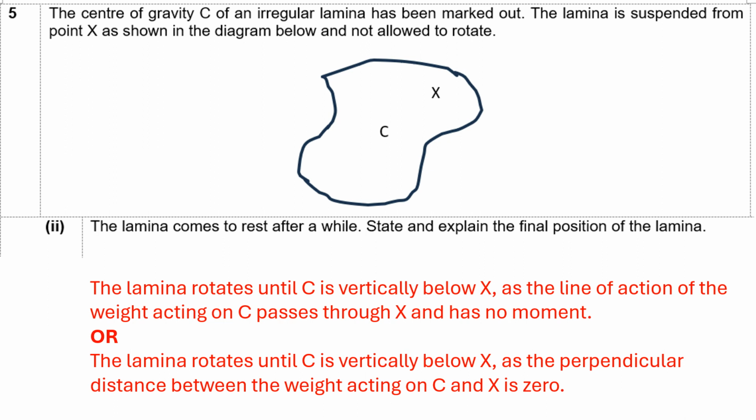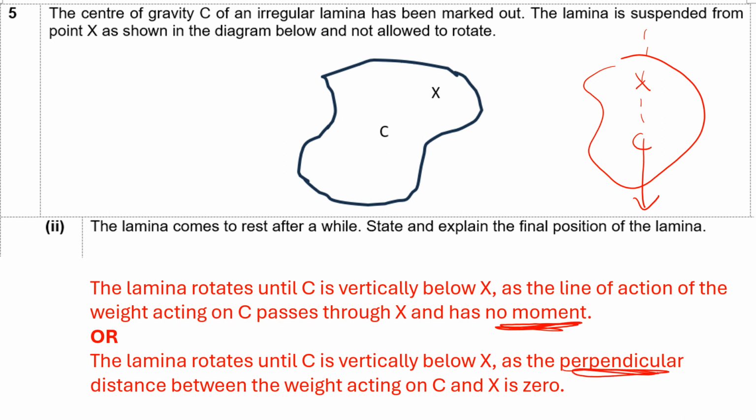It's because when you have your final shape, X and C, what you actually want is the weight to be directly underneath so that its line of action passes straight through the pivot. Because it's passing straight through the pivot, there's no moment. Alternatively, you could also say that the perpendicular distance is zero. The perpendicular distance being zero means that there is no moment as well, and that's how the laminar comes to rest.